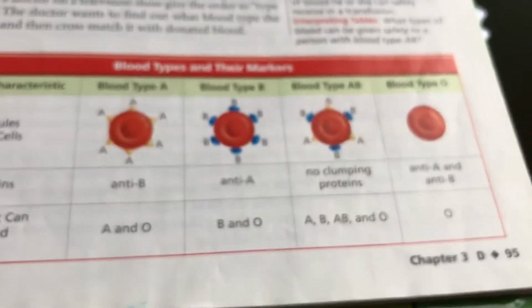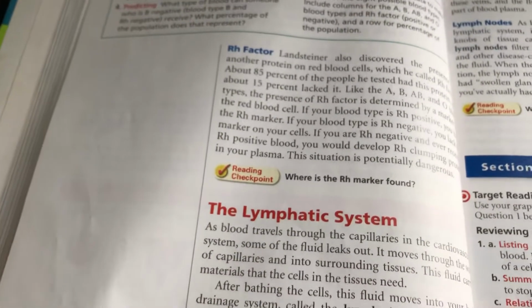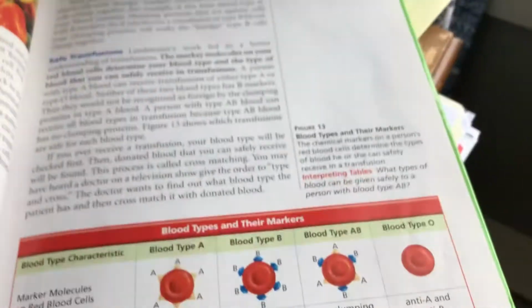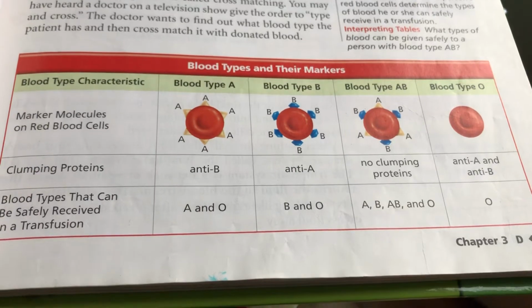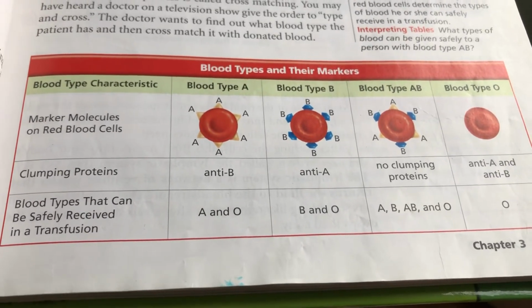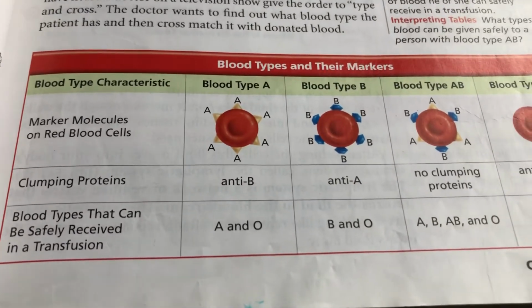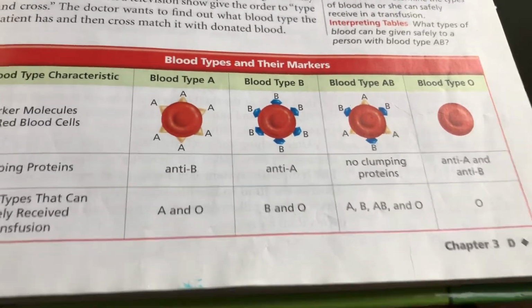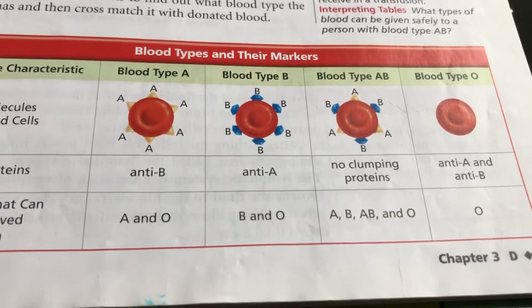Okay? And Rh factor, which if you have the reading which I posted last week, that's on the next page. There's information about Rh factor. It kind of works the same way as type A and type B. There are clumping proteins for Rh factor, and that determines whether you have type A negative or type A positive. But it's less important than knowing these four blood types and their characteristics.